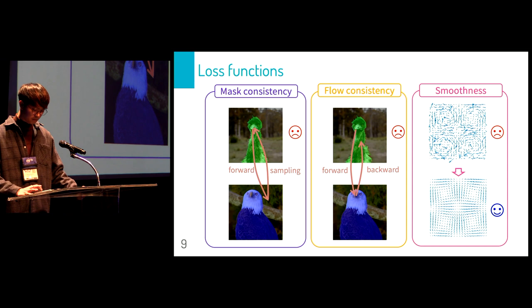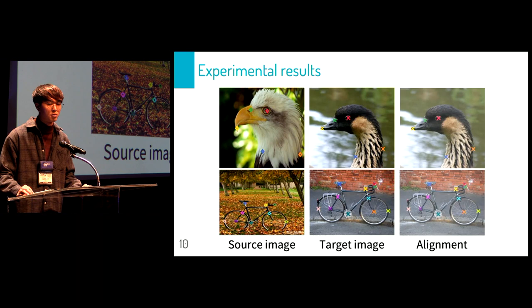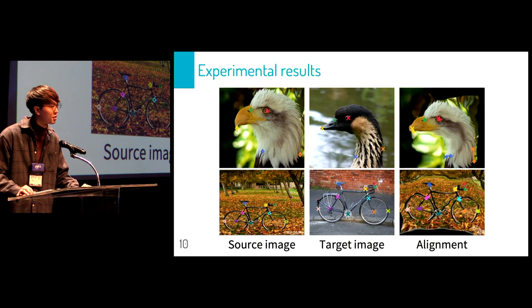Now we show experimental results. These are our visual examples. On the right, the source image is aligned to the target domain using semantic correspondence. Our results show that our method computes semantic flow well under conditions with background clutter.